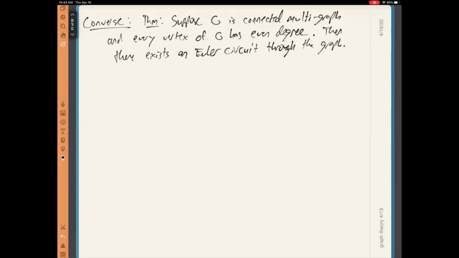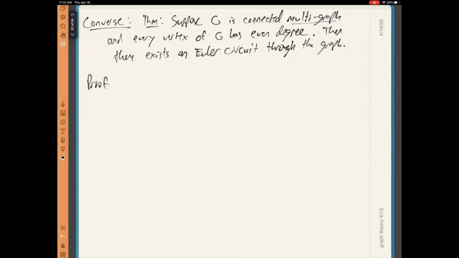Right, and so notice this is different than the theorem we just proved. The theorem we just proved said that if you have an Euler circuit, then every vertex has to have even degree. What we're going to prove here is what's called the converse of this, which is like the other direction, which is if you know that every vertex has even degree, then you can always find an Euler circuit. Right, so let's go through the proof.